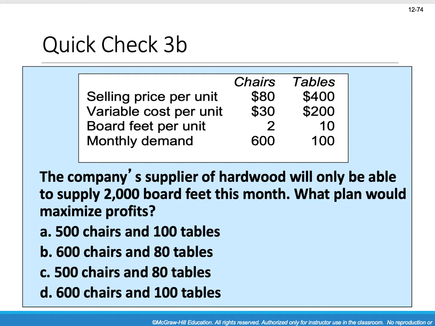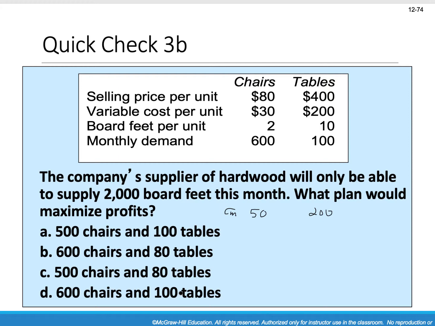I just want to pull up a drawing tool here. Okay, so what's the CM for chairs? Well, selling price $80 minus the variable cost of $30, that leaves us with $50 contribution margin for the chairs. Table, what's the contribution margin? Well, selling price per unit is 400, excuse me. The variable cost per unit is 200. So that means we have a contribution margin of $200.